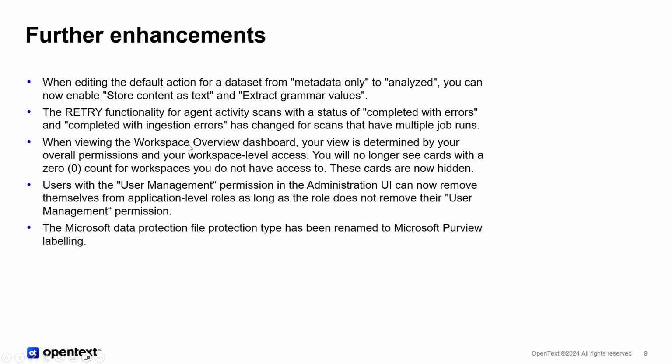When displaying the workspace overview dashboard, if you were limited in what you could see, it showed you a 0 count there. It didn't really show you what was actually correct in the system. These cards are now hidden if it's a 0 count. In terms of user management, now you can remove yourself from application level roles if you've got the permission to do so. And the Microsoft data protection type has been renamed according to how it's commonly known now.